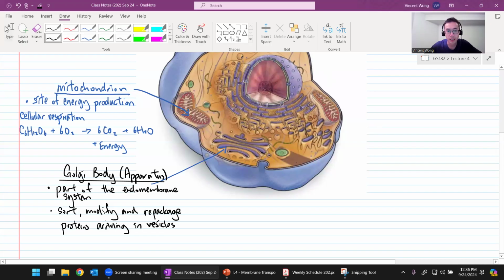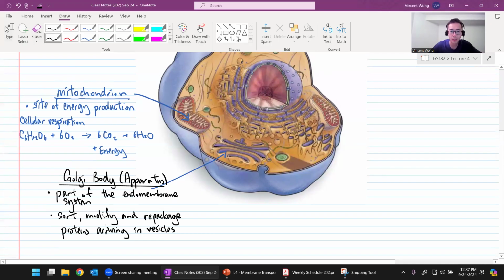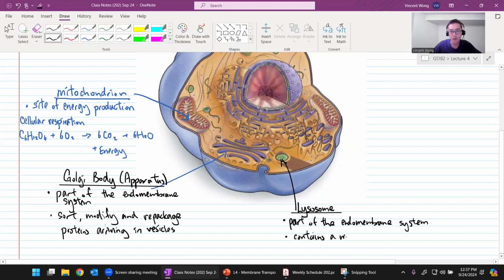How about this green little ball thing here? Lysosome. Very good, Fahima. That's the lysosome. And the lysosome is also part of the endomembrane system, and it contains a mixture of digestive enzymes.